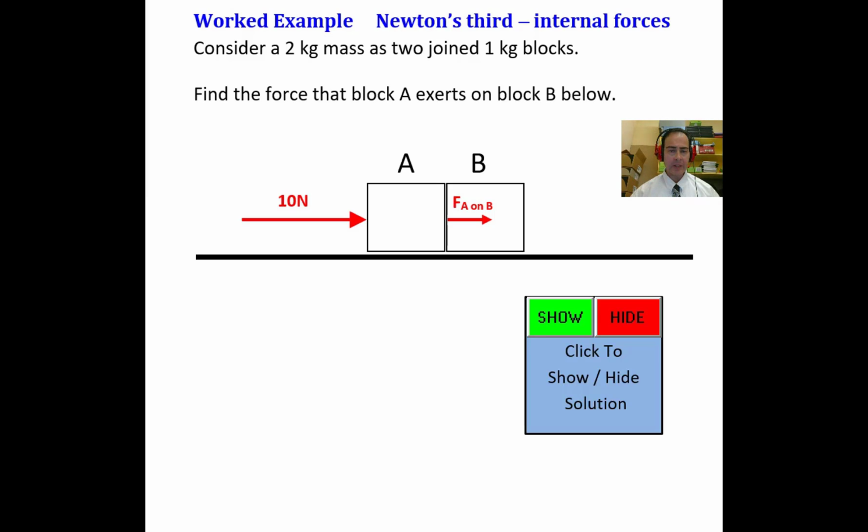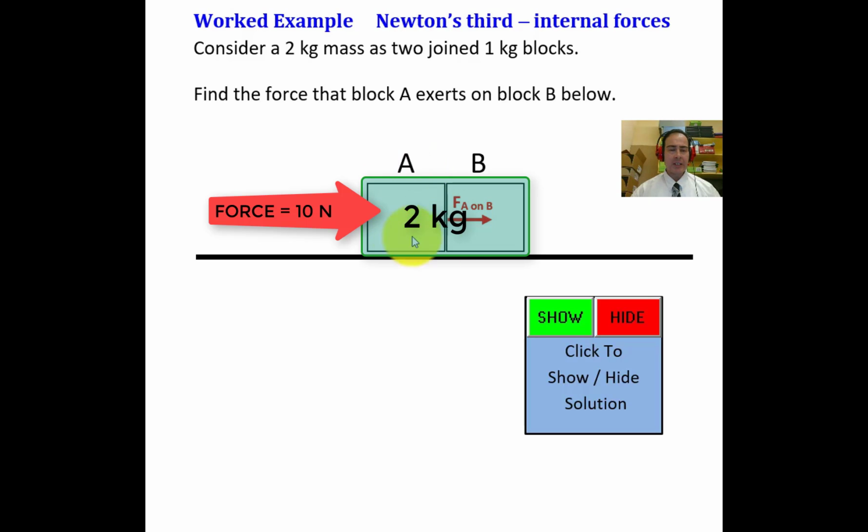Okay, let's have a look at this particular question, which involves Newton's third law. What we have is two masses, each with 1 kilogram, so the total combined mass is a 2 kilogram mass, subjected to a 10 Newton pushing force. It's on a frictionless surface. The question asks to calculate the force that block A applies to block B, which we've referred to as F subscript A on B. Now this question needs to be done in two parts.